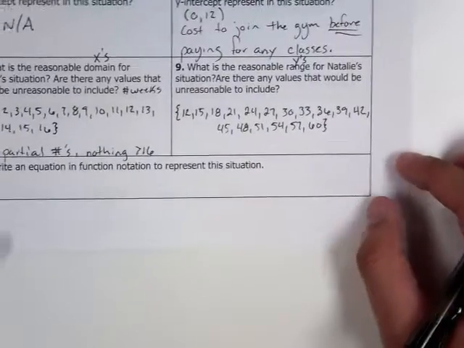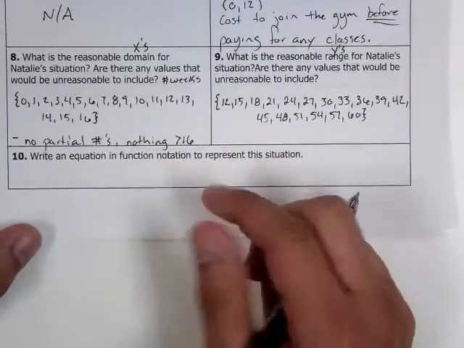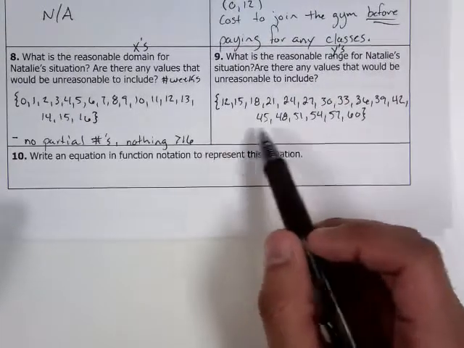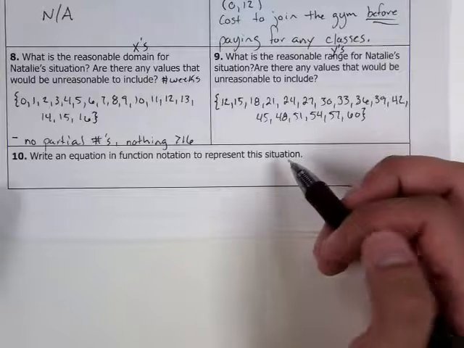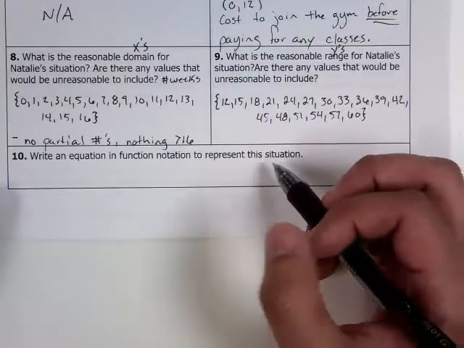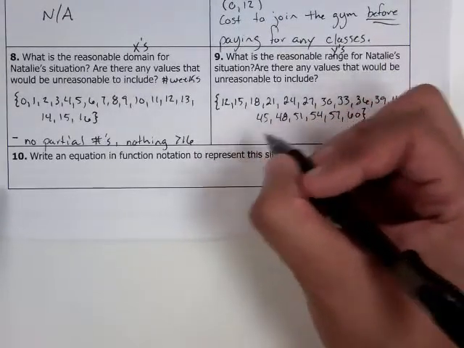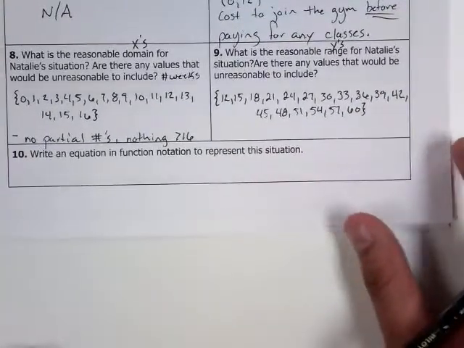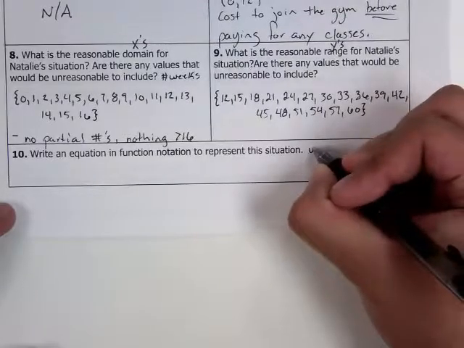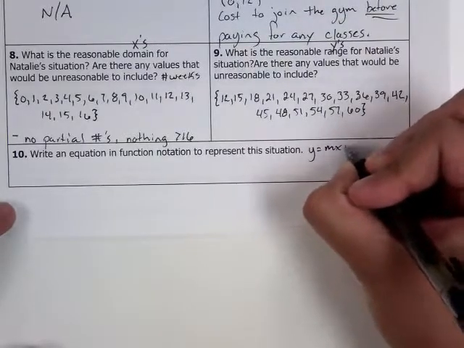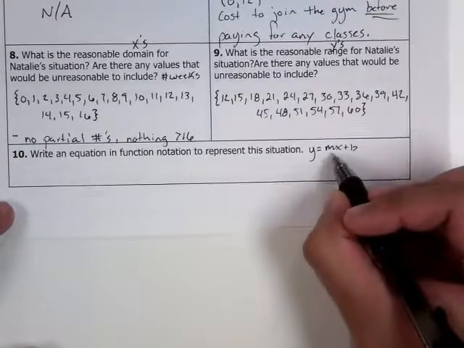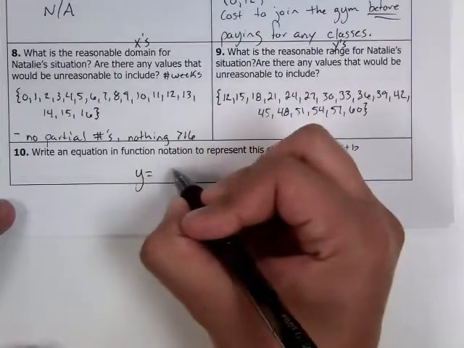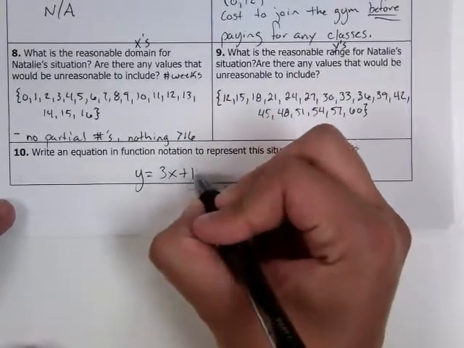Now, any values that would be unreasonable to include would be anything over 16 weeks. So, write an equation in function notation to represent this situation. Well, our equation just needs to be in the form mx plus b. We've identified our m, we've identified our b. Let's just write our equation. y is equal to 3x plus 12.